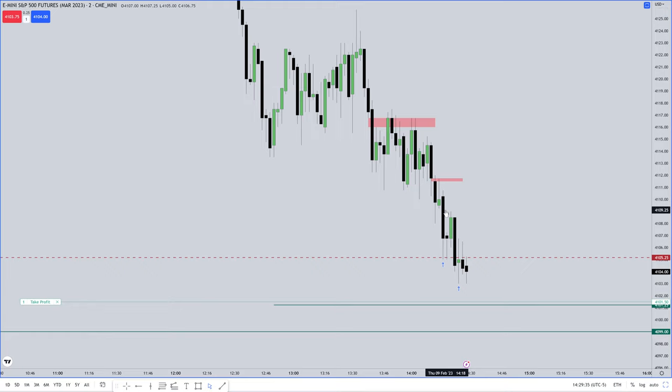So when I'm calling out PD arrays, specific fair value gaps, volume imbalances, I'd like to see it do this, I'd like to see it do that. The worst thing you could do is read into that and think, oh, he's communicating that's a trade entry.